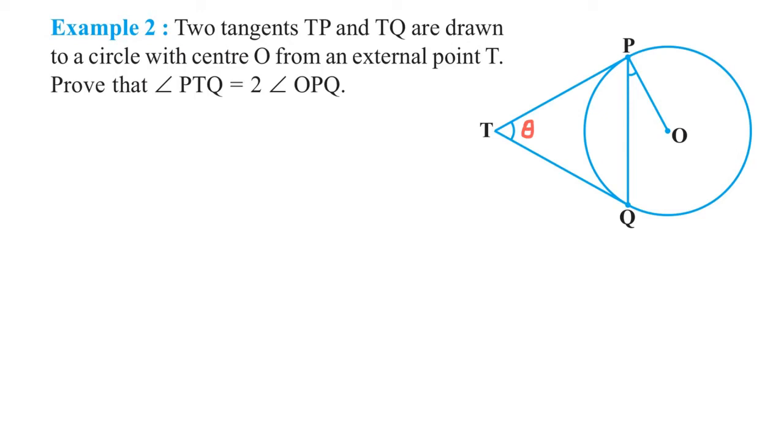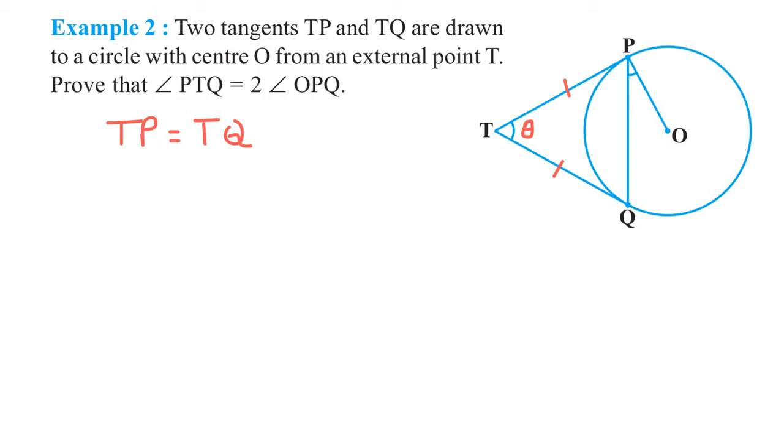Since TP and TQ are tangents drawn from a point T outside the circle, TP will be equal to TQ. So, we can make a note, TP is going to be equal to TQ. Why? Because they are the lengths of the tangents from a point outside the circle. So, this is equal to this.